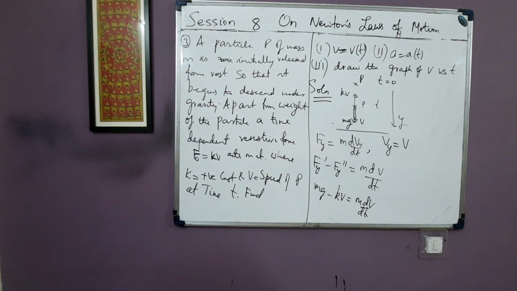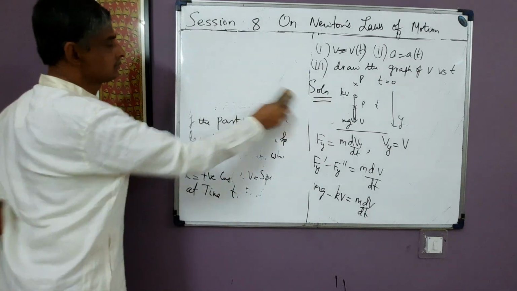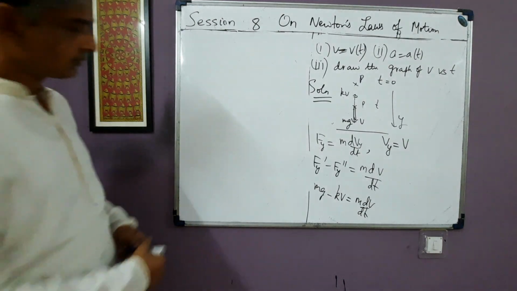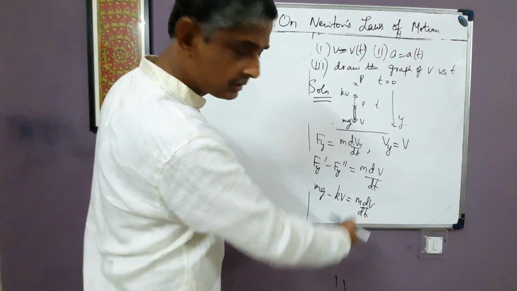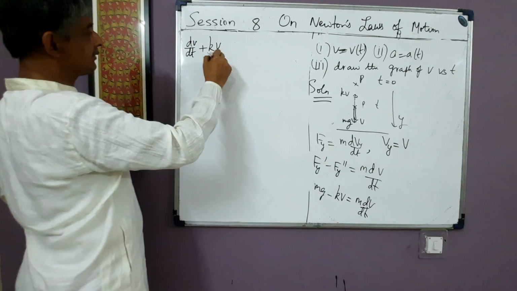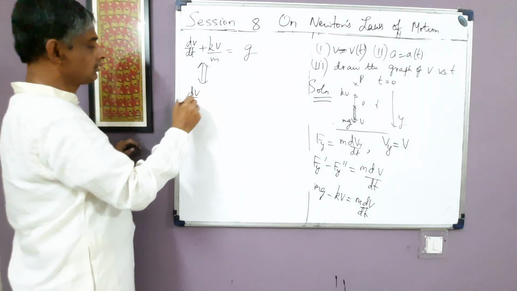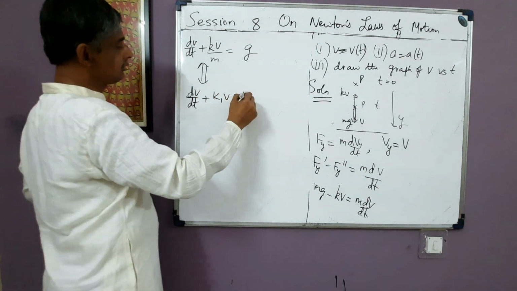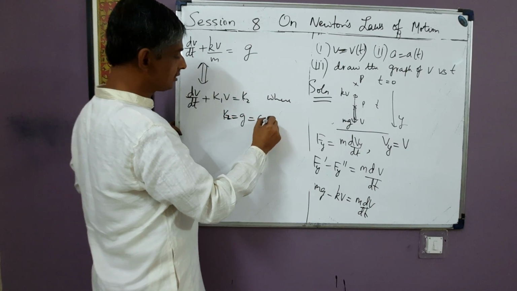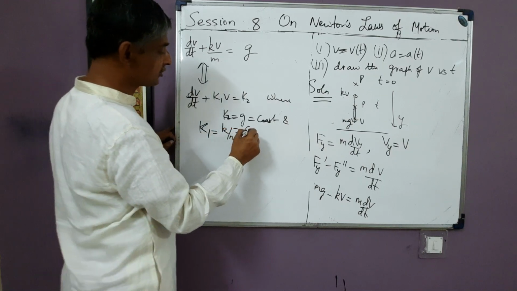Alright, fine. Let's rub this one. Now, this equation, this first order differential equation, you can see it. So I write this equation in this way: dv by dt plus kv by m is equal to g. Now this differential equation is of the form dv by dt plus k1v equal to k2, where k2 is equal to g, a constant, and k1 is just equal to k by m, that is also a constant.